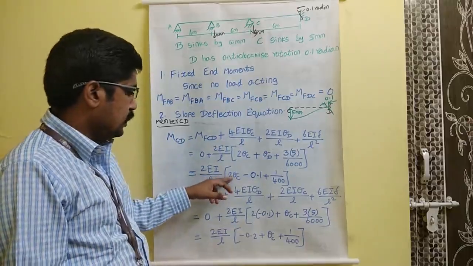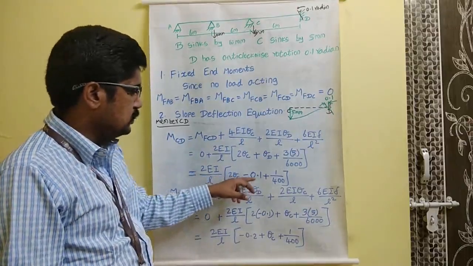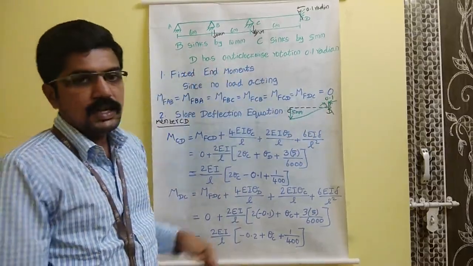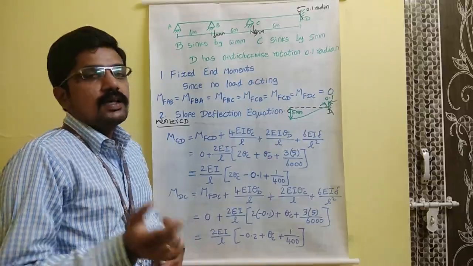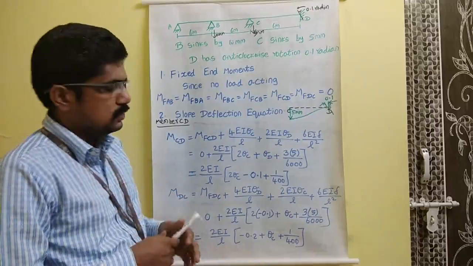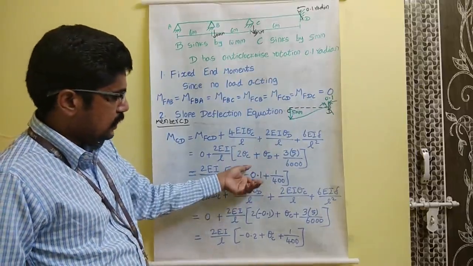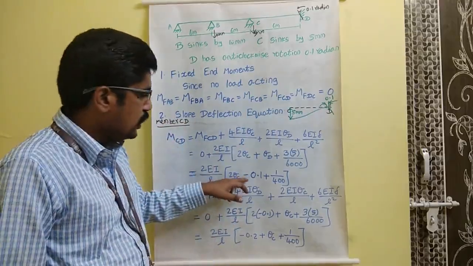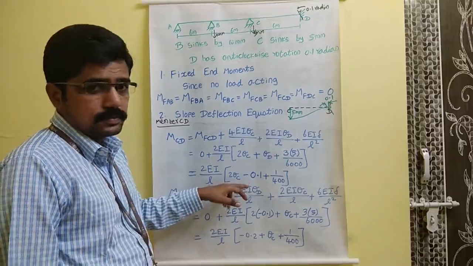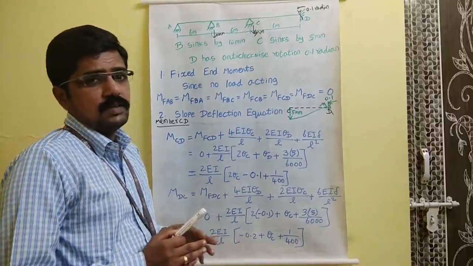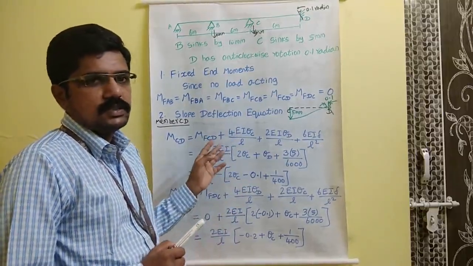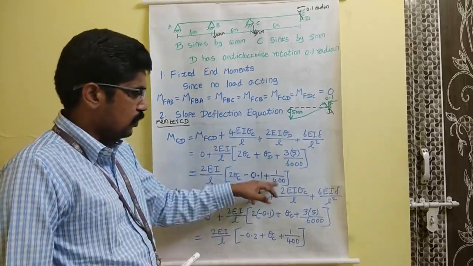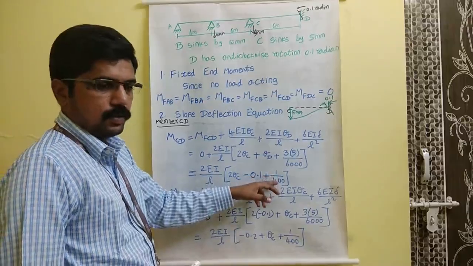So 2EI by L into 2 theta C minus 0.1, because they have mentioned that the support D has an anti-clockwise rotation. Theta C is nothing but the rotation. So here I have directly taken the 0.1 since they have mentioned it in anti-clockwise direction. So I have included minus because we have seen in the sign convention that if the rotation is in anti-clockwise direction then it is negative. So minus 0.1 plus 1 by 400. By simplifying we are getting 1 by 400 here.